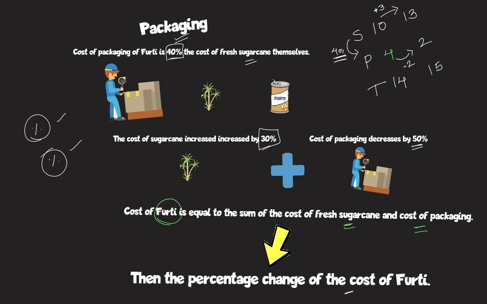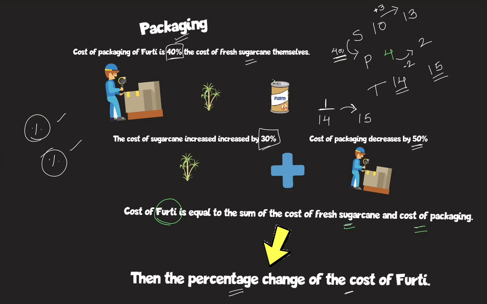The question is asking what is the percentage change in the cost of Furti. Initially the cost of Furti was 14 rupees, correct? And now the cost of Furti is 15 rupees. How do you find the percentage change? 14 became 15, so 1 is an increase. The increase of 1 over 14. Now you just have to check 1 is what percent of 14.